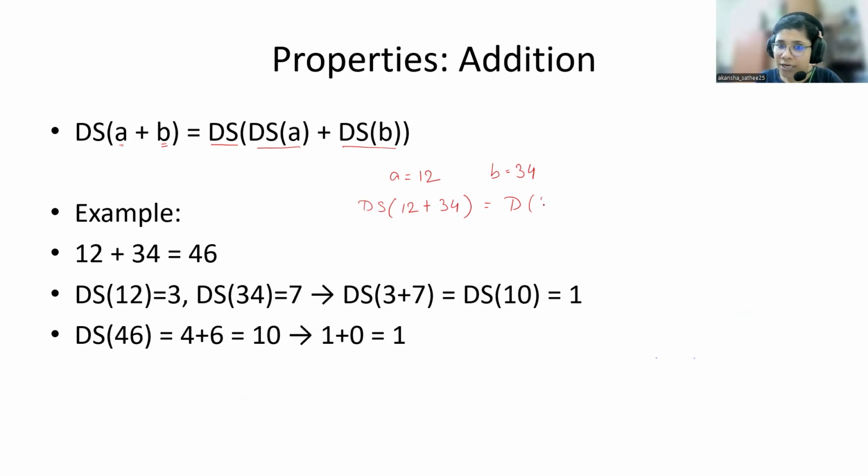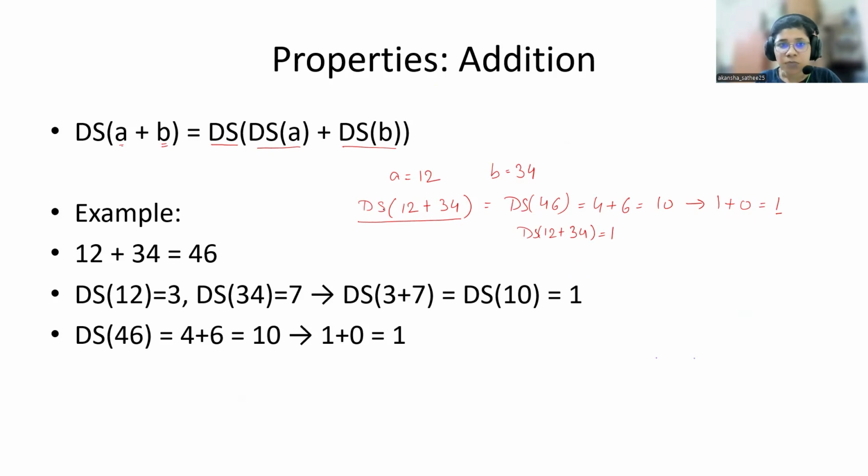What will you get? You will get 46, right? 4 plus 2 is 6, 1 plus 3 is 4. So digit sum of 46 is nothing but the sum of the digits. You all know that. So it is 4 plus 6, which is 10. But again, 10 is a two-digit number, and digit sum is always a single digit. So you have to do digit sum again, and it is 1. So digit sum of 12 plus 34 is 1.